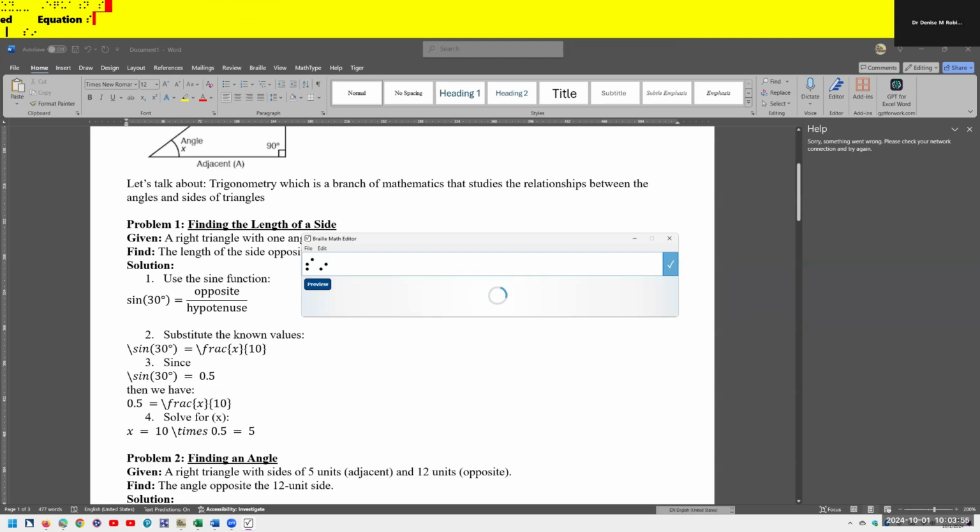Dots 2, 3, 4, dots 3, 5, dot 5, dots 1, 2, dots 3, dots 1, 4, dots 2, dots 4, dots 2, dot 5, dots 3, space, dot 5, dots 2, space, dots 5, dots 5, 6, dots 1, 5, dots 4, dots 3, dots 1, 5, dots 1, 3, dots 2, dots 1, 5, dots 2, 3, 4, 5, 6.